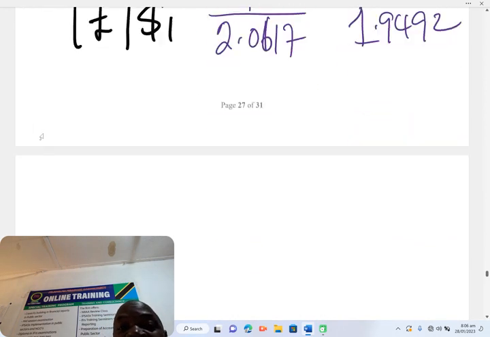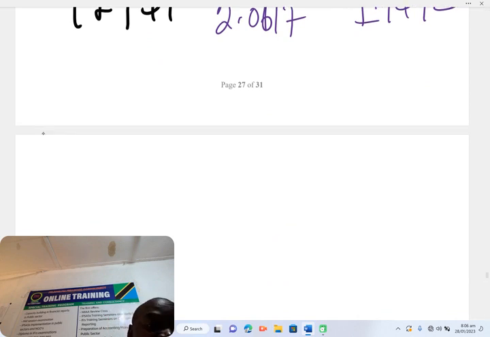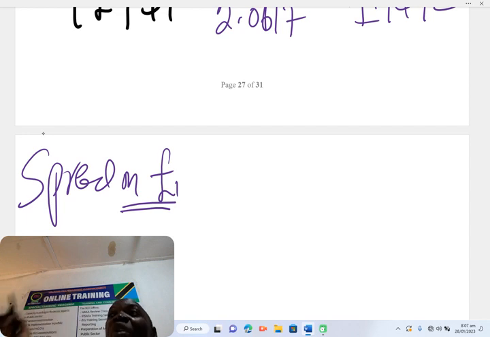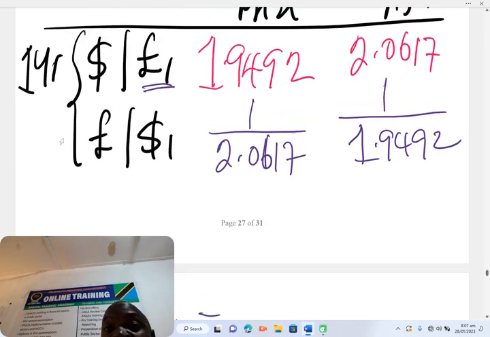Kwa hiyo ulikuwa unaanza unasema spread. Unasema spread on pound. Angalia hichi kitu neno on. Ningeuliza swali hilo nikasema spread on dollar against pound. Manake ni kinyume chake. Sasa spread on pound, manake pound is being traded, therefore you use the first quotation.